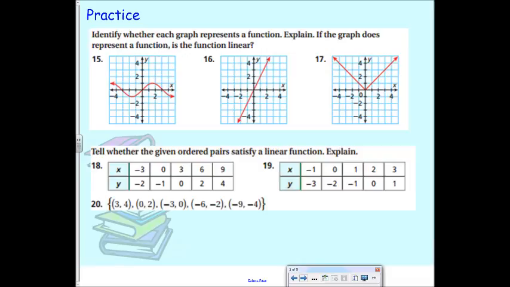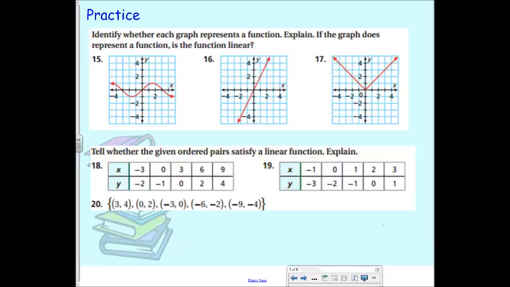Which one of those were not linear in the top row? 15, because it curves, right? What about 17? 17 is weird because doesn't it look like both of the parts of that are linear? So how come that doesn't count as a linear function then? Because we can only look at one part, and it does not have a constant rate of change. This one's going down, this side's going up. So the rate of change cannot be constant, therefore it is not linear. Good.